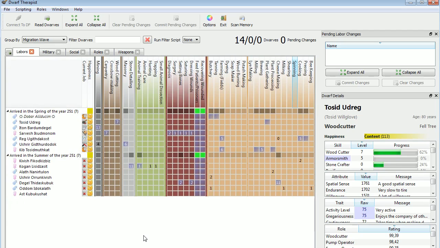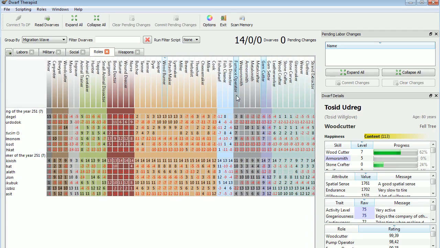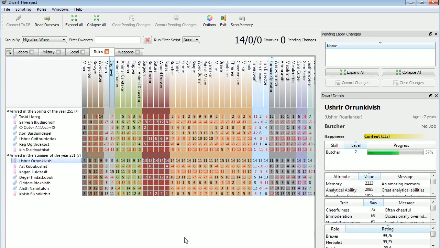And this is where one can use these attributes and this role interface that this version of Dwarf Therapist offers. These numbers here are kind of a ranking or suitability for the task based on the attributes that the labor or skill uses. So if I look at furnace operating, we can see here that it uses analytical ability, strength, toughness, endurance. Many of these things are common for many tasks. But if we look at this fellow, who is the most suitable for furnace operating from these dwarves, we look at his stats.